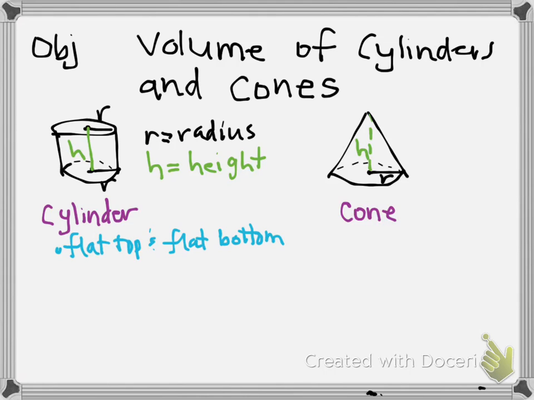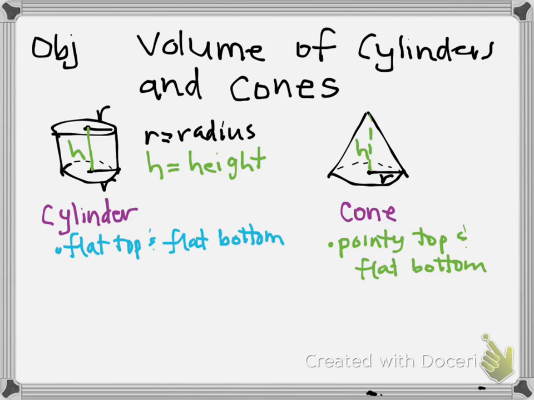Okay, how would we describe the cone? What's his top? Yeah, he's got a point. I'm going to say pointy top, kind of like a witch's hat, right? And flat bottom. That's the big difference between a cylinder and a cone. Cylinder has a flat top, cone has a pointy top.